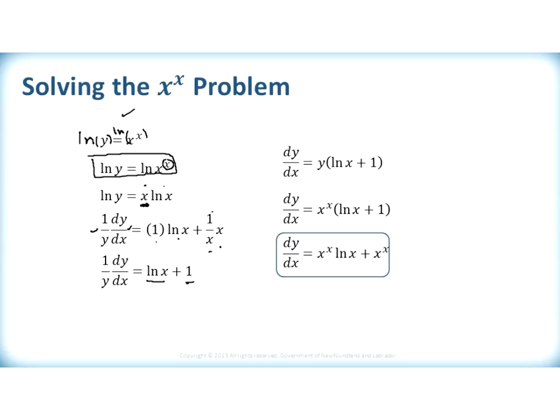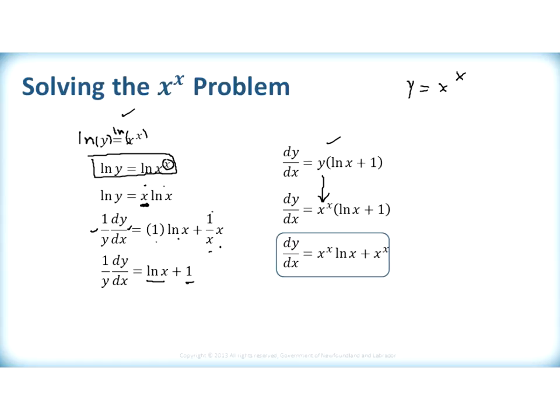So now what I have to do is get dy over dx isolated. So I multiply both sides of my equation by y. And when I multiply both sides by y, I get an equation that looks like this. Okay, that's pretty good. And then I don't like to have a y in my expression because I started with y just in terms of x. So I'm going to try and get the y out of there. I'm just going to replace it with what I know y is equal to.